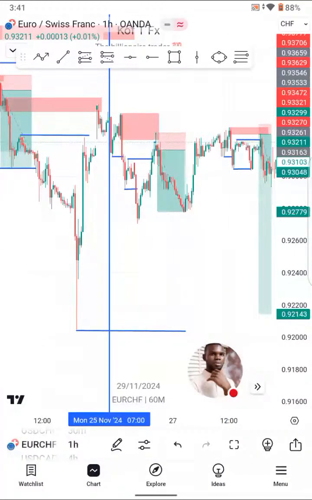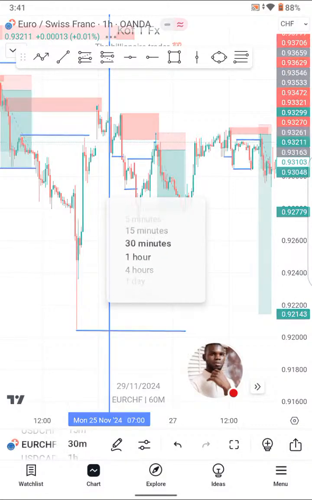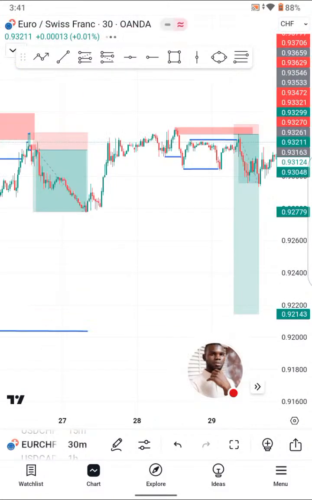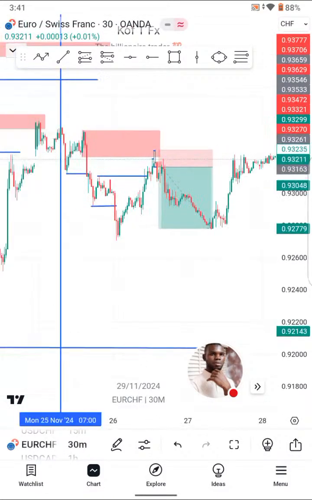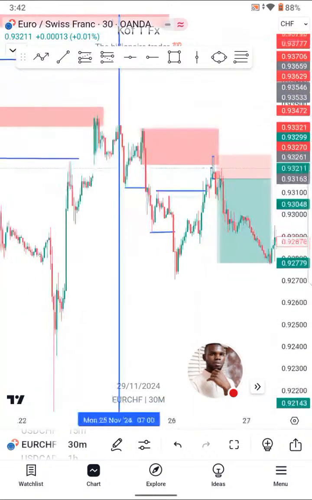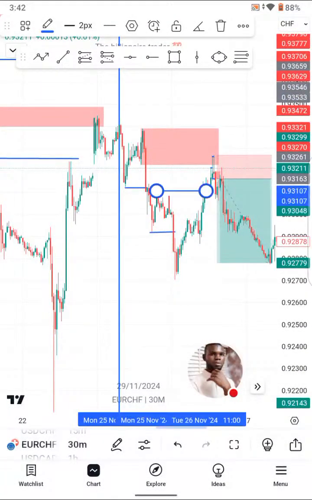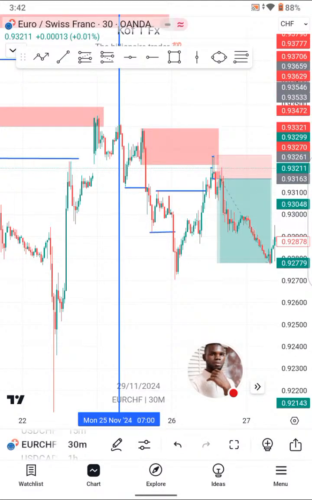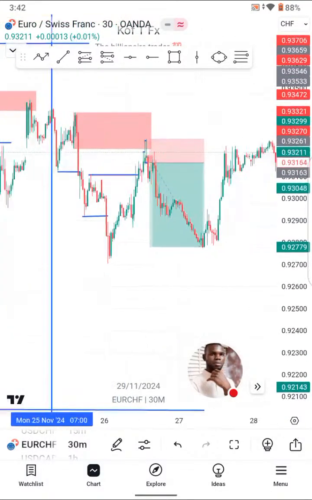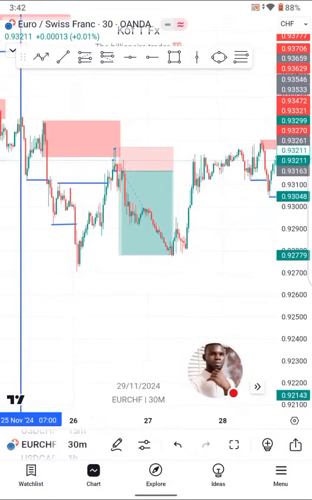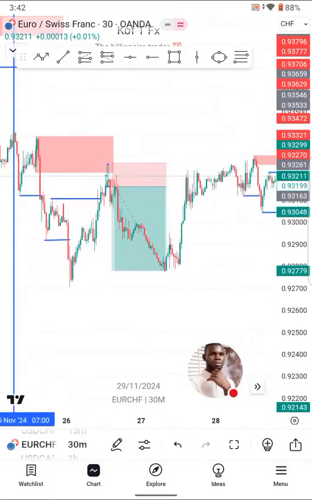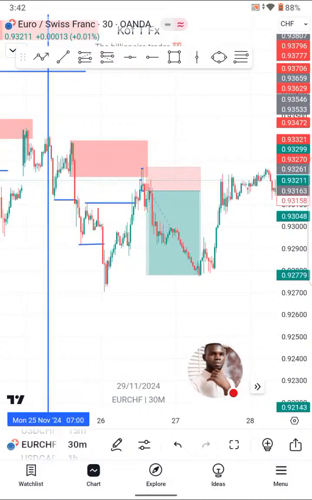What made me take this trade is that I have the first BOS here, I have a second BOS, and I have an FVG above this high. So I know that once price gets to that area, it is going to respect that zone. Yeah.